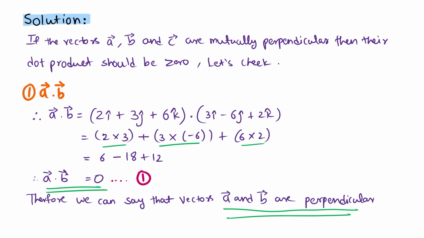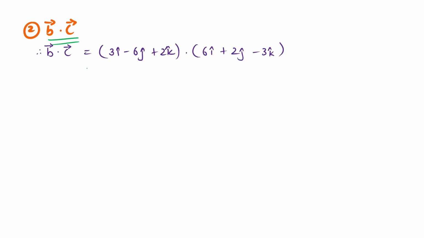But we still need to find whether the other vectors are perpendicular or not. For example, now we need to see whether B and C are perpendicular to each other or not. So we'll do what we did for A and B. We will find B dot C. So similarly, we will take the dot product of the components of both.